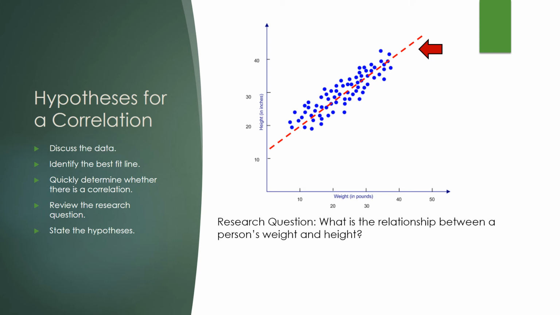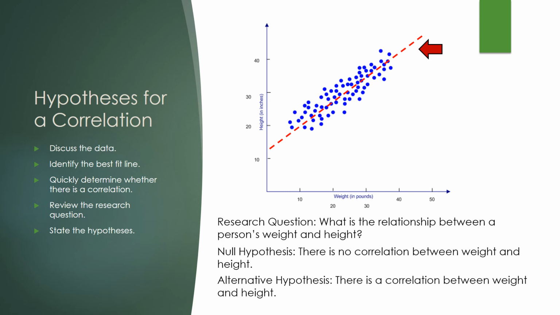The research question is, what is the relationship between a person's weight and height? If you think about it, that's a perfectly logical question to ask. However, the null hypothesis will state there is no correlation between weight and height, while the alternative hypothesis will state there is a correlation between weight and height.